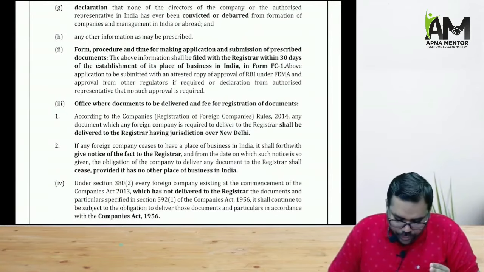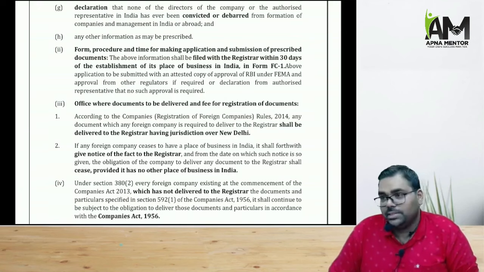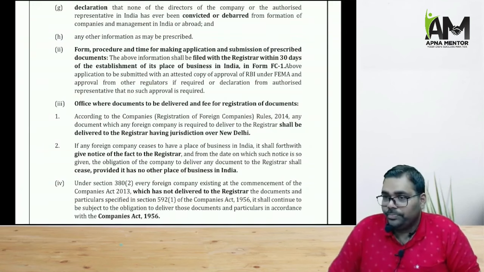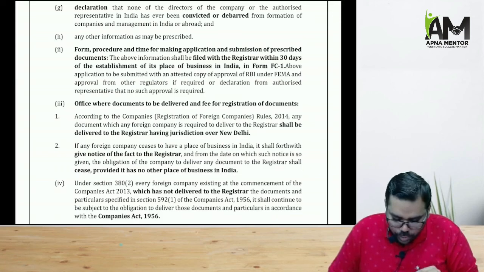What is the form, procedure and time for making the application and submission of documents? What they are saying: the above information shall be filed with the registrar within 30 days of the establishment of a place of business in India in Form FC-1. Okay. The above application is also to be submitted.